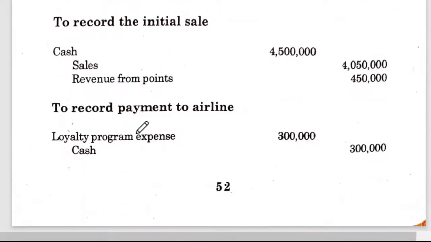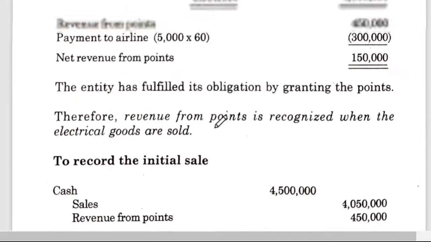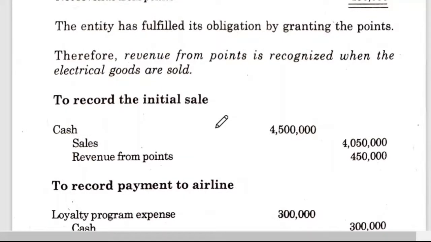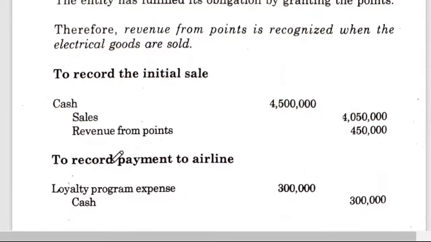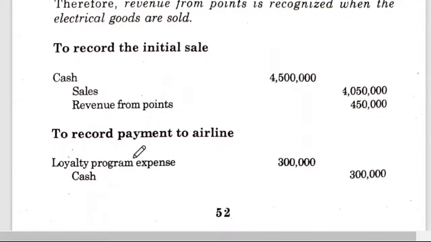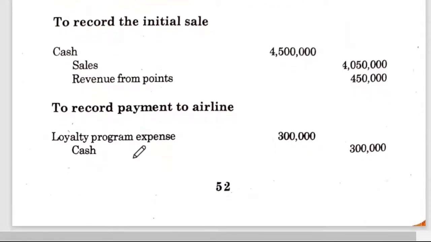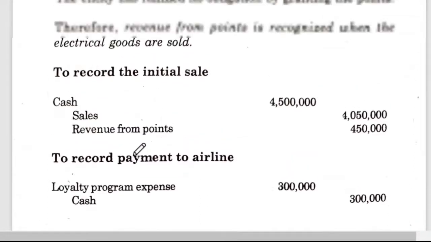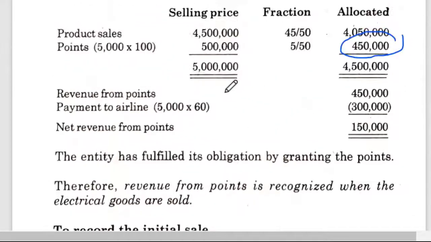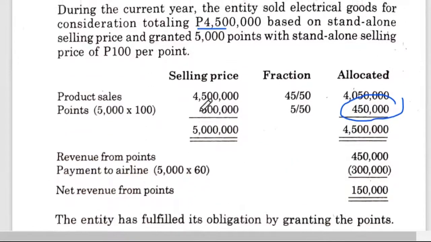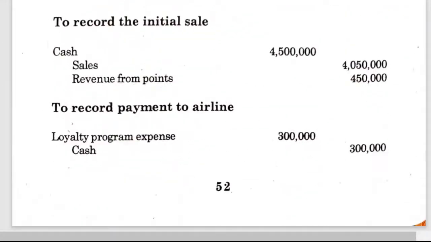So since the benefit of the points is to get travel points or travel incentives in another entity, you do not recognize sales, but you recognize revenue from points. Earlier, when they used their points, they could use them to buy additional goods. That's why from unearned revenue it became sales. Then to record the payment to the airline, debit loyalty program expense and credit cash. Okay, so the 300,000 here is the 60 pesos per point multiplied by 5,000 points.